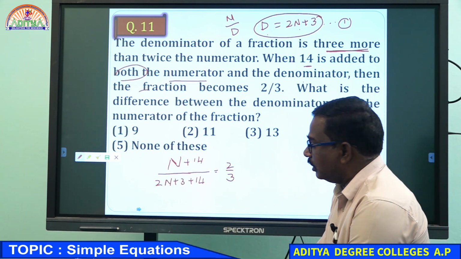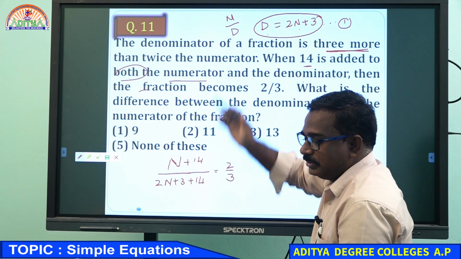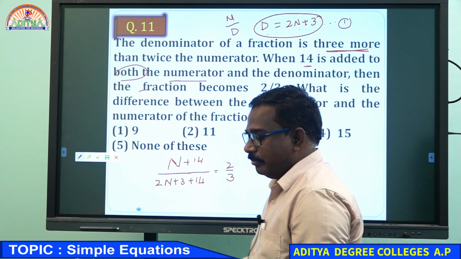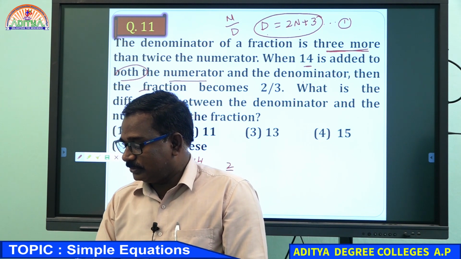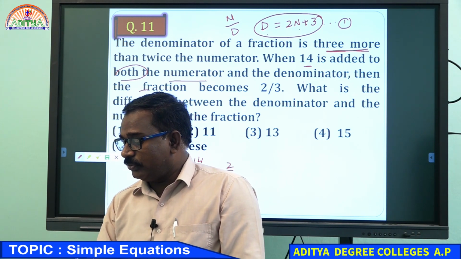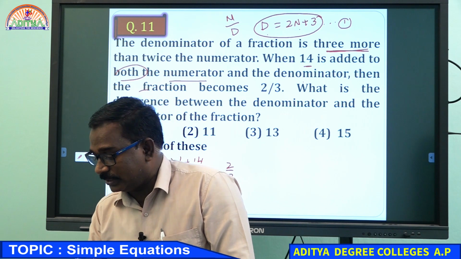Just we can solve it. We will get n. When you get n, automatically you will get d. Just try. Many have written 11. Is it correct or not? Once we can check. Right? Many of you have written 11. Very good, gentlemen and gentle ladies.